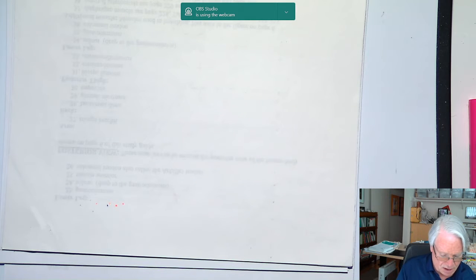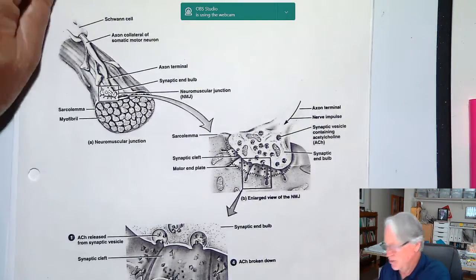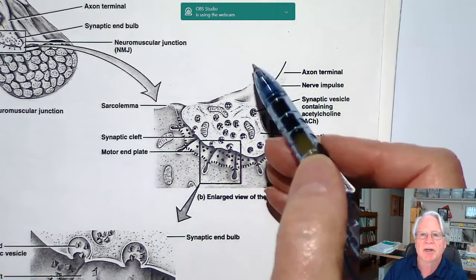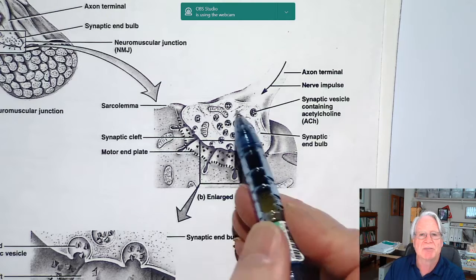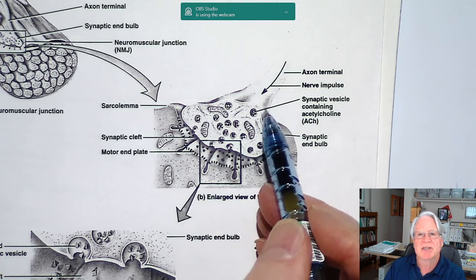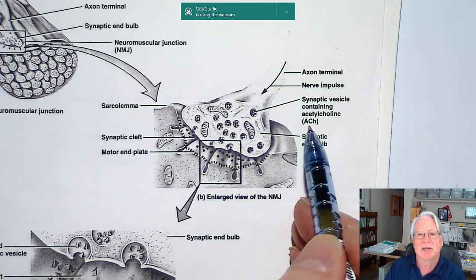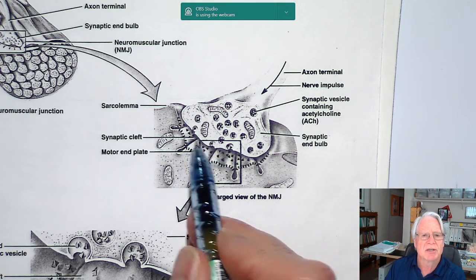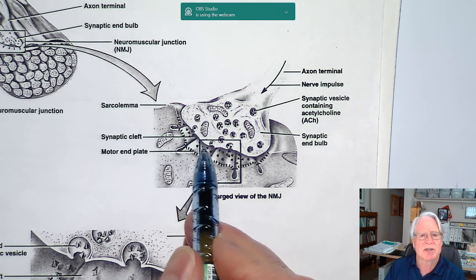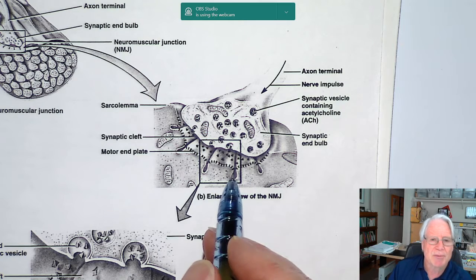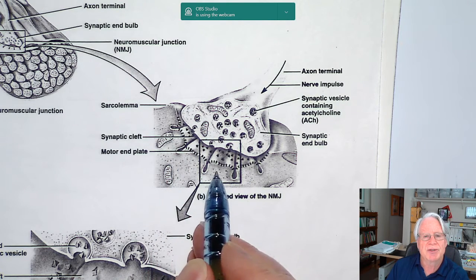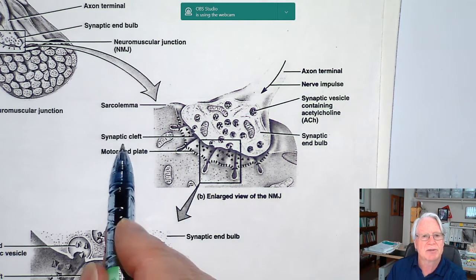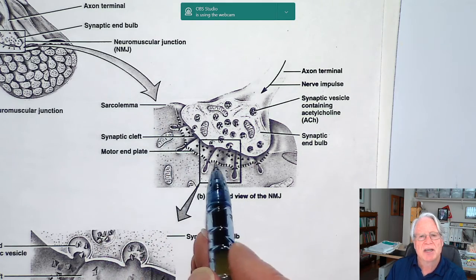And before we do that, let's just review what we have been talking about here. So here is my axon terminal. There's my synaptic end bulb. There's my synaptic vesicles containing acetylcholine. Here is the synaptic cleft, the space, and that's filled with a substance. That's called the basal lamina. Here's my junctional folds. And this entire surface is the motor end plate. It's the entire surface.